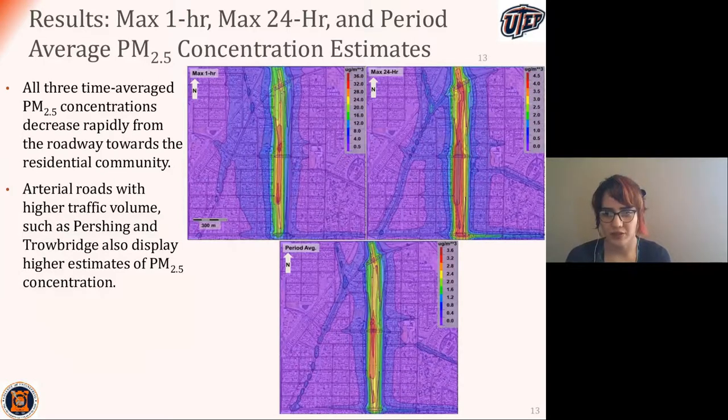And here we show the spatial distribution of PM2.5 at the maximum 1-hour, the maximum 24-hour, and the period average, shown clockwise. And these figures provide a clearer illustration of the PM2.5 exposure in the community due to the traffic-related pollutant emissions in the area based on the line sources modeled and the receptors modeled. And we can see also that the arterials with higher traffic volume also account for higher estimates of PM2.5 exposures in the community.